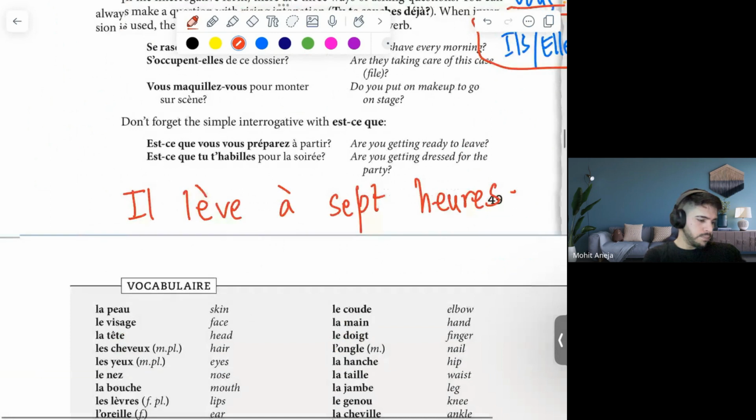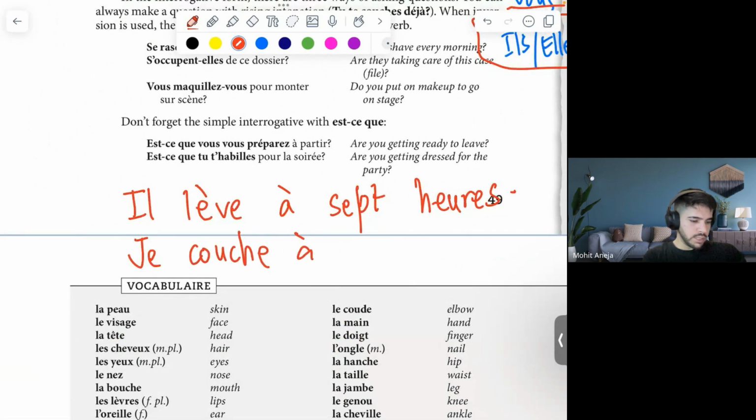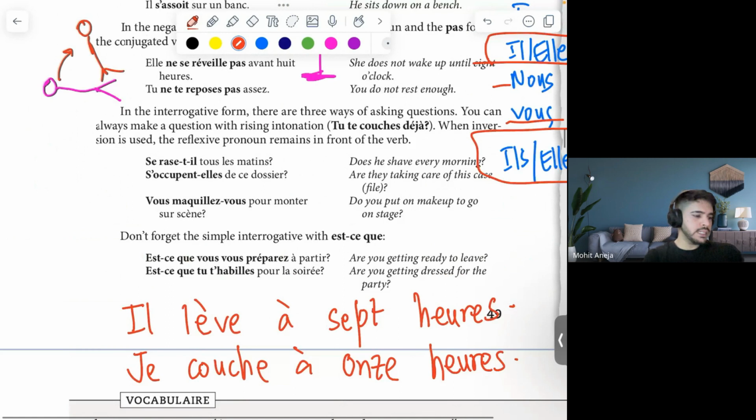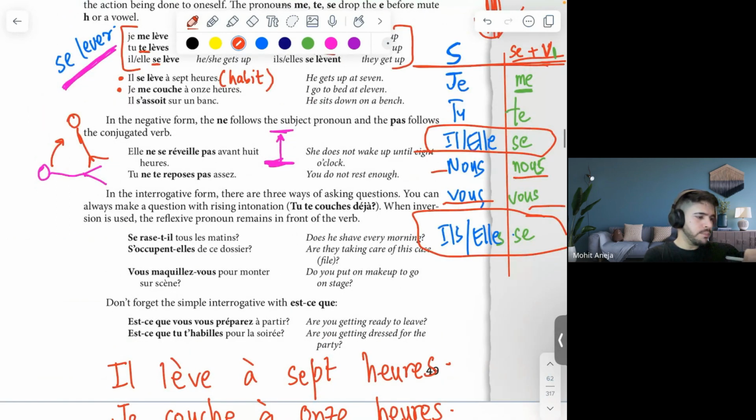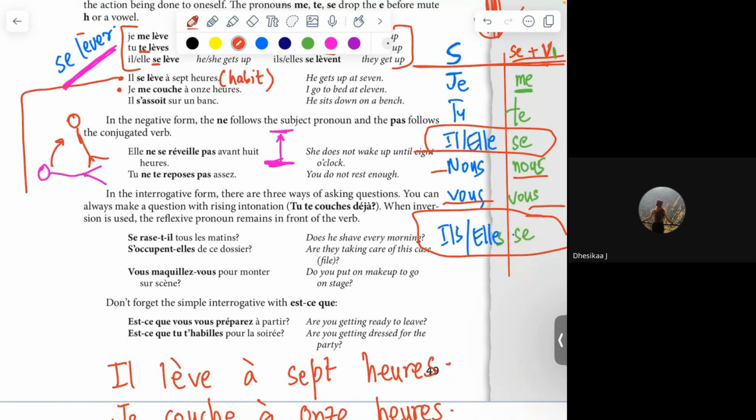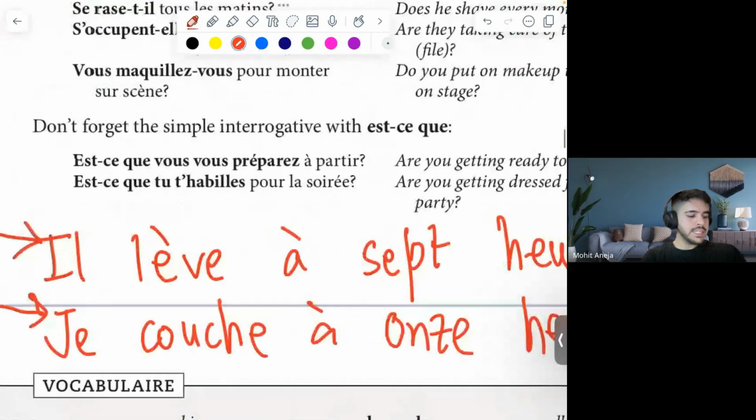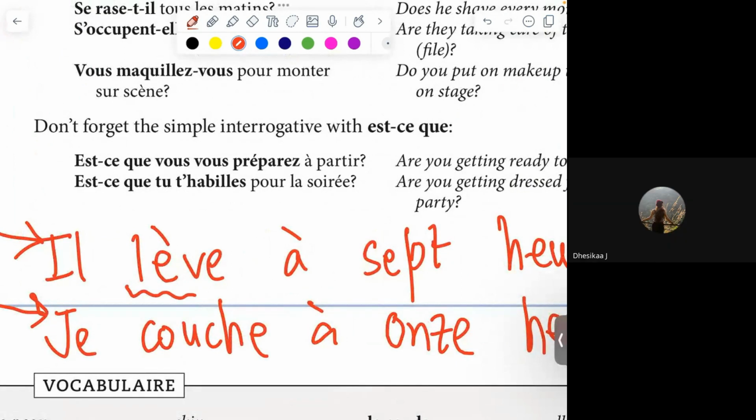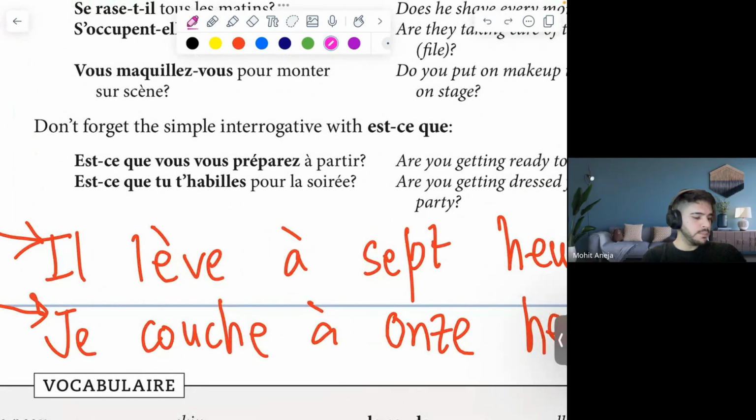And then, what did I do here? Can someone tell me what I did? What is the difference between this sentence and this sentence? You didn't conjugate the subject. Basically, what did I do? What changes did I make with the verb?